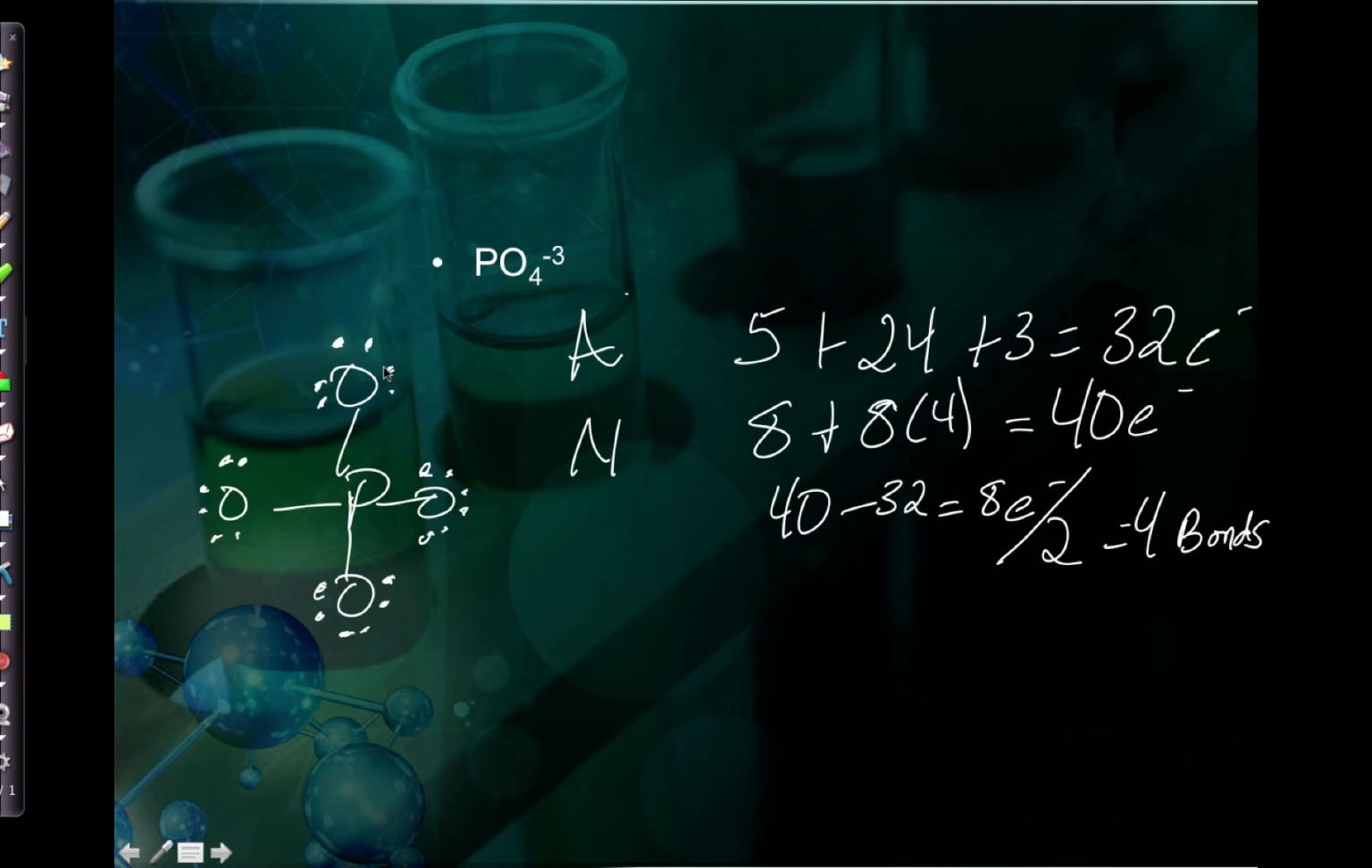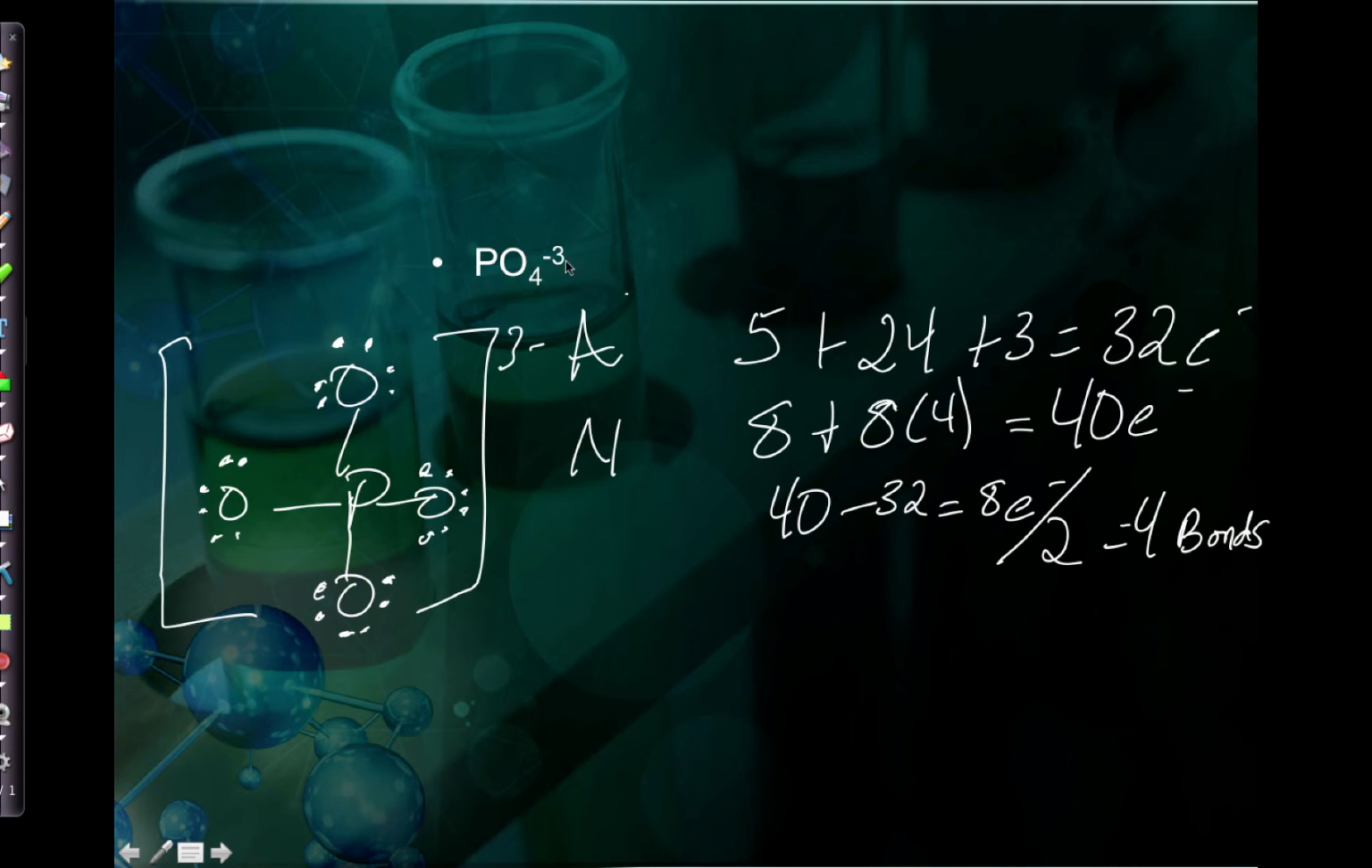All right, so now I've got 8 on each oxygen. So 8 times 4 would give me 32 electrons. So I have 32 electrons used, and oxygens are satisfied, so is phosphorus. So now all I need to do is just put brackets around it with the charge.